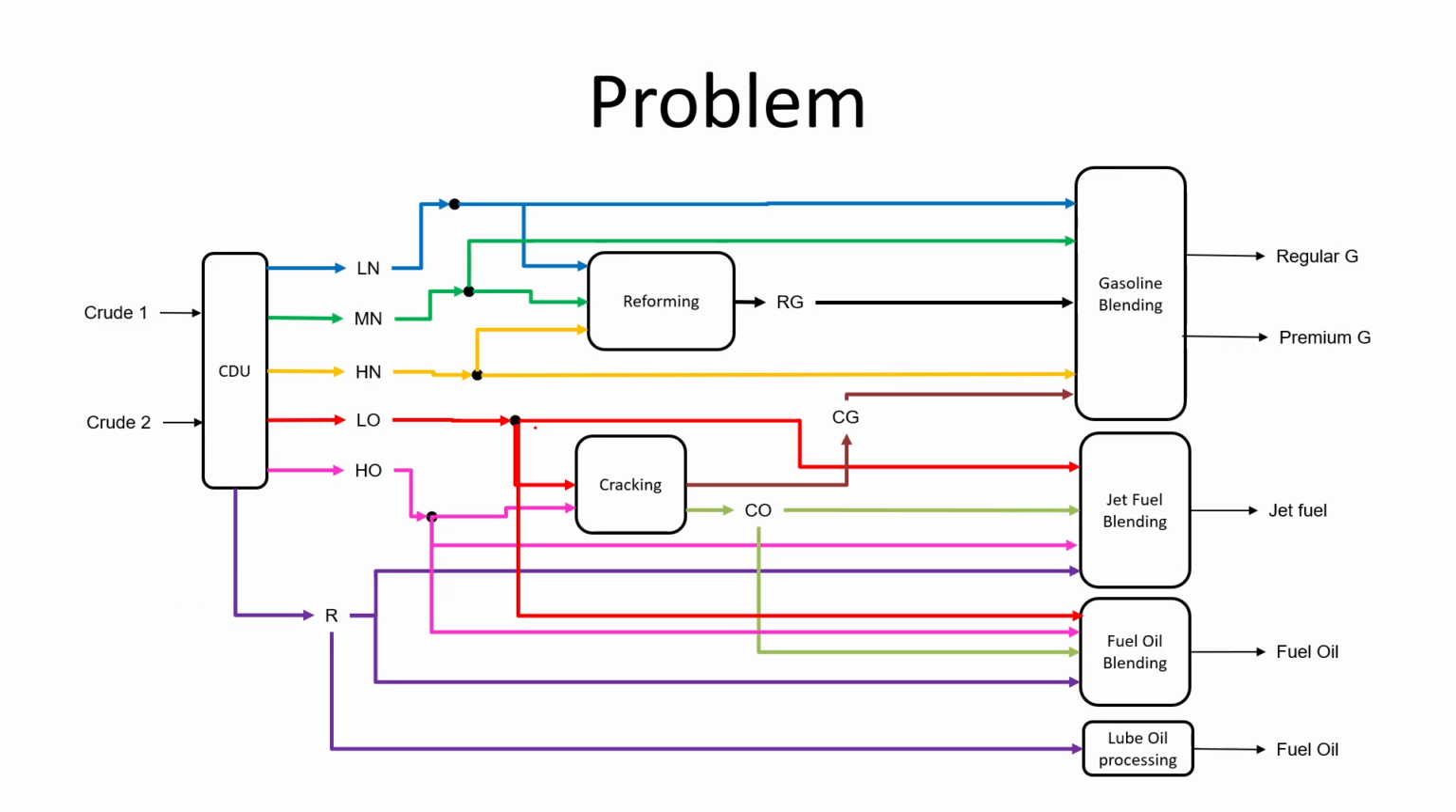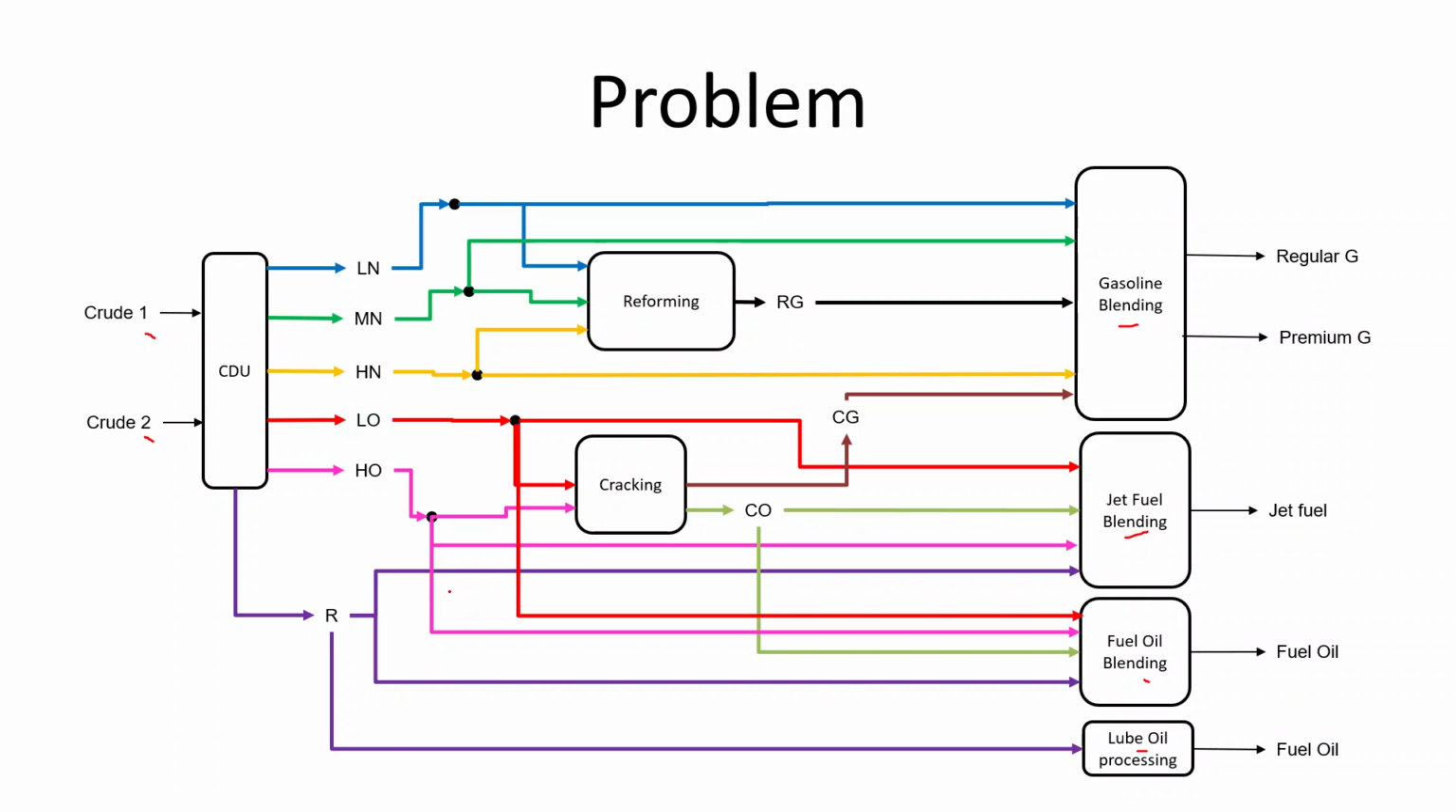So now assume that you have a crude 1 and a crude 2, both with different characteristics. And then we have existing units. Here we have the distillation unit, and after that a reforming unit, a cracking unit, and then a gasoline blending system, jet fuel blending, fuel oil blending, and then lube oil processing. And then they have these five products.